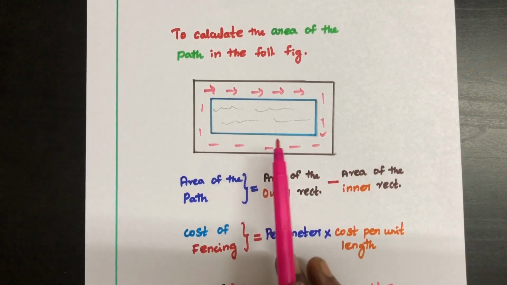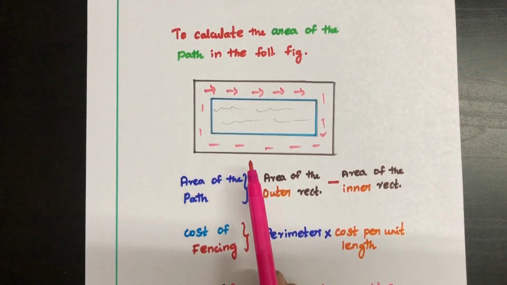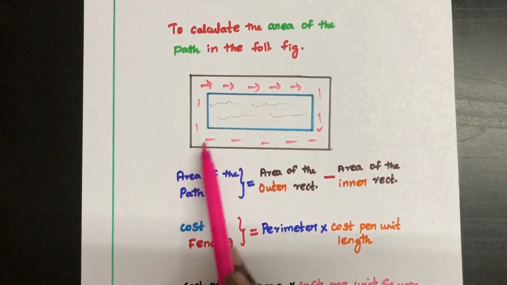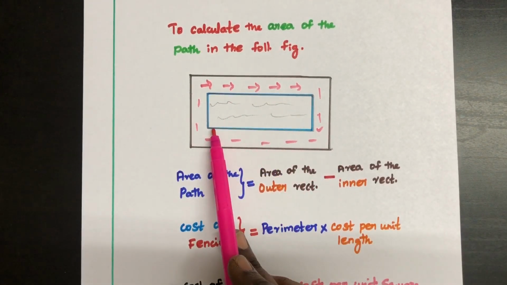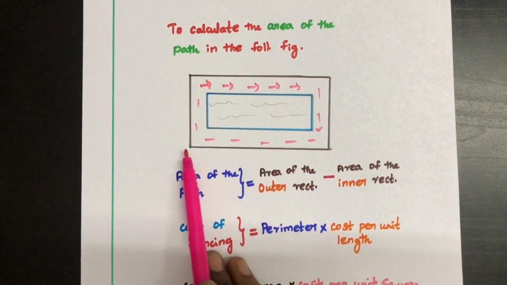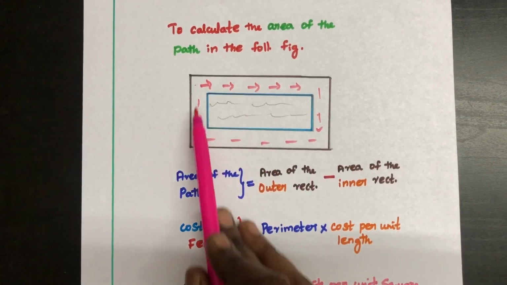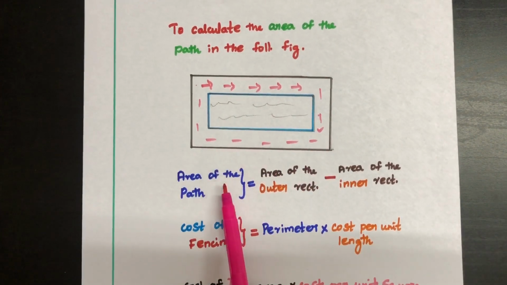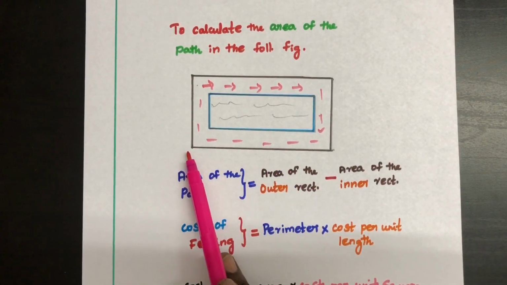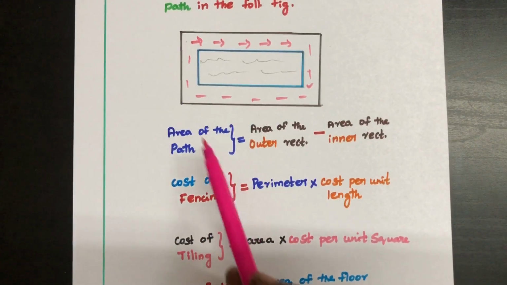We know the formula for the area of a rectangle alone, right? We don't know it for this thing. So how to find the area of a path is very easy. Just find the area of the bigger rectangle and the area of the smaller rectangle. If you subtract the area of the smaller rectangle from the bigger rectangle, it will give you the area of this path alone, right? So this is the way to find the area of the path. Area of the path is equal to area of the outer rectangle minus area of the inner rectangle.